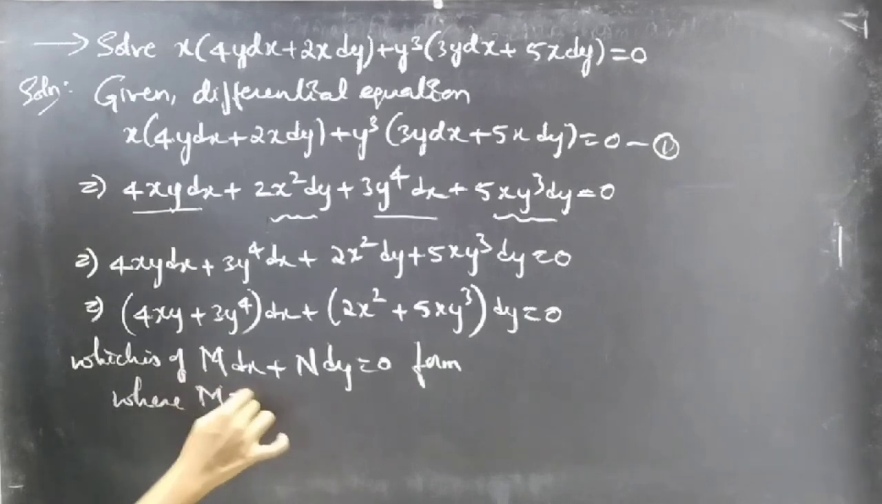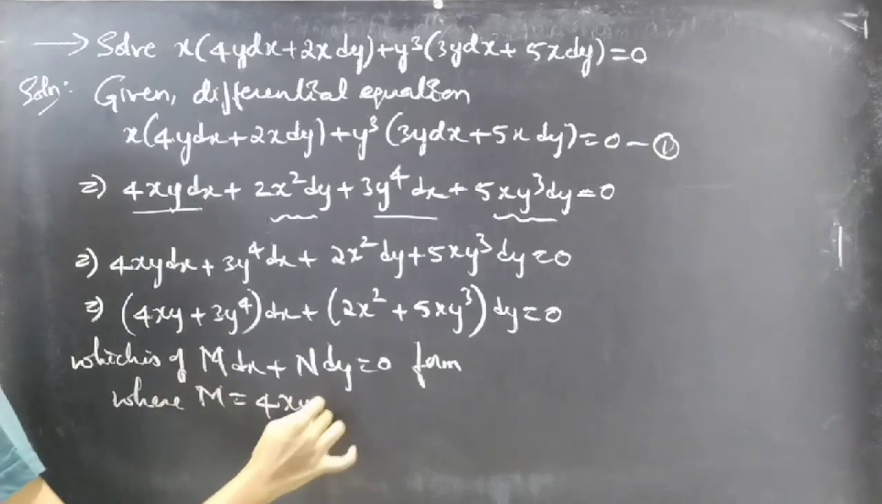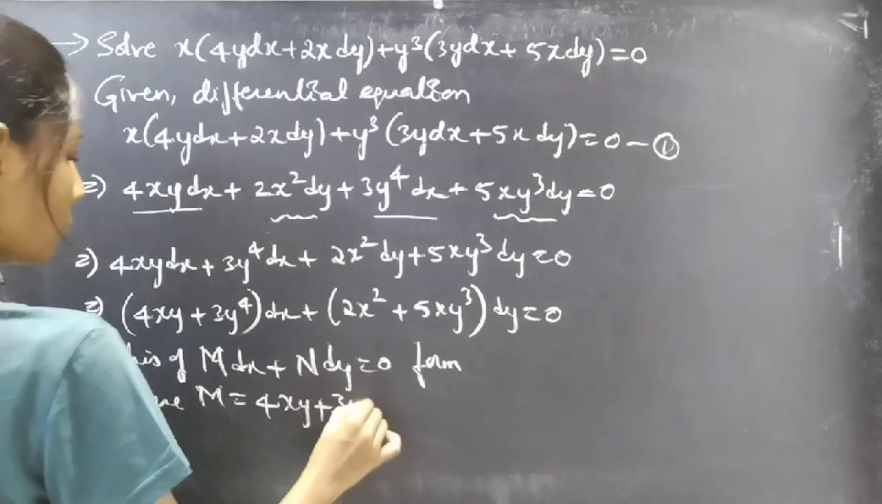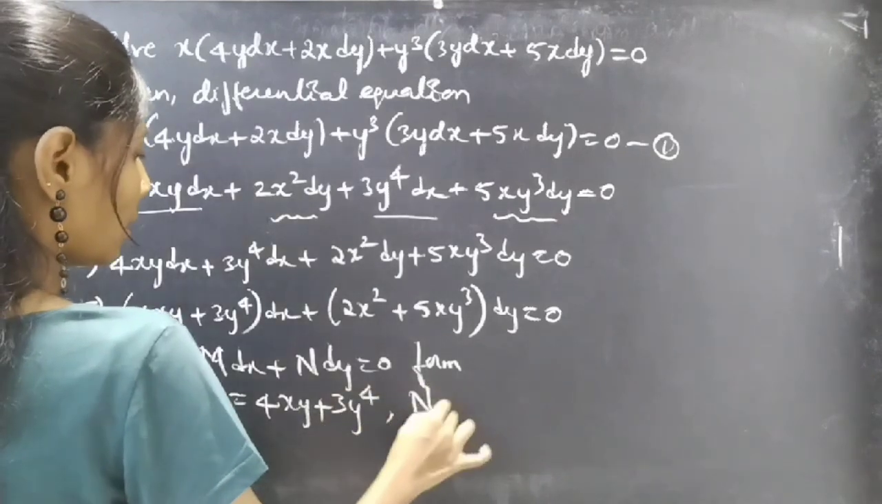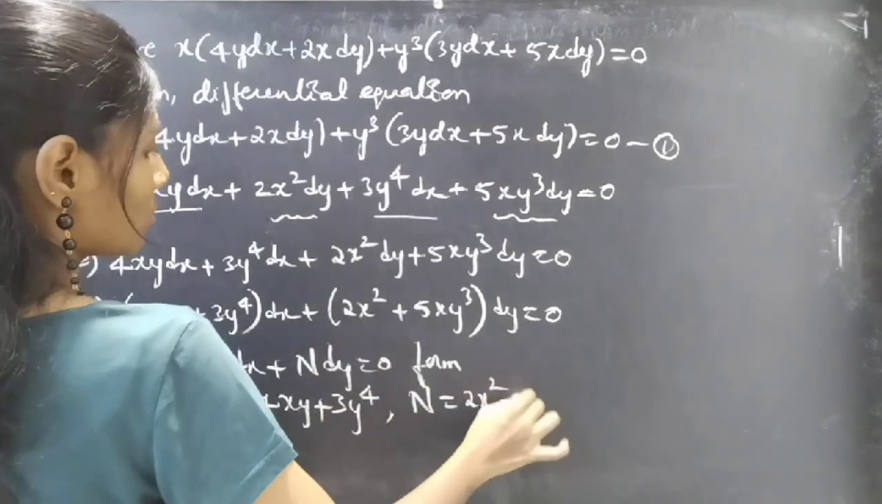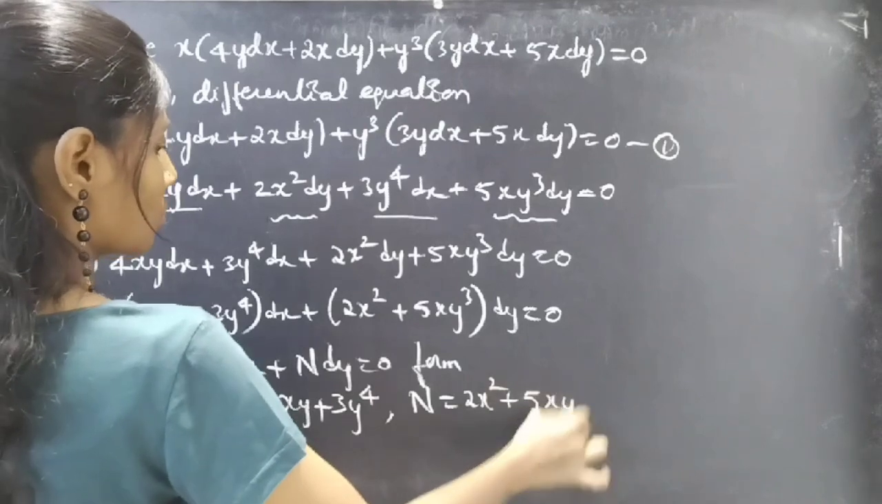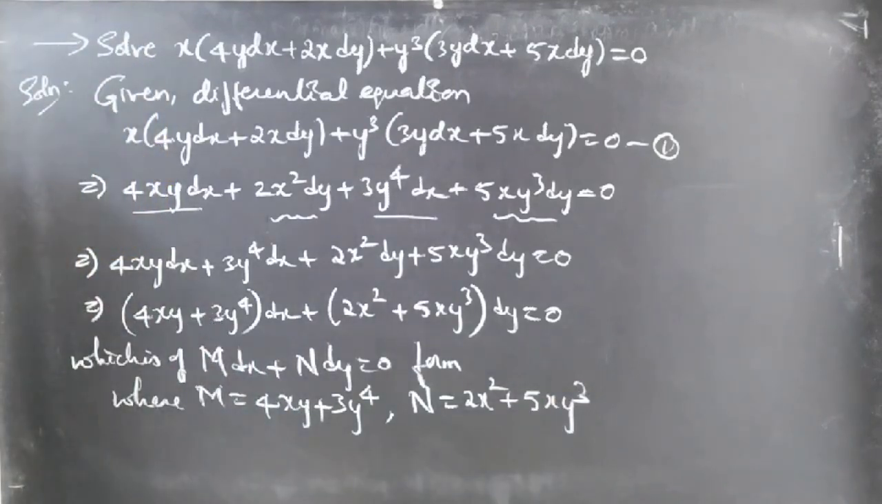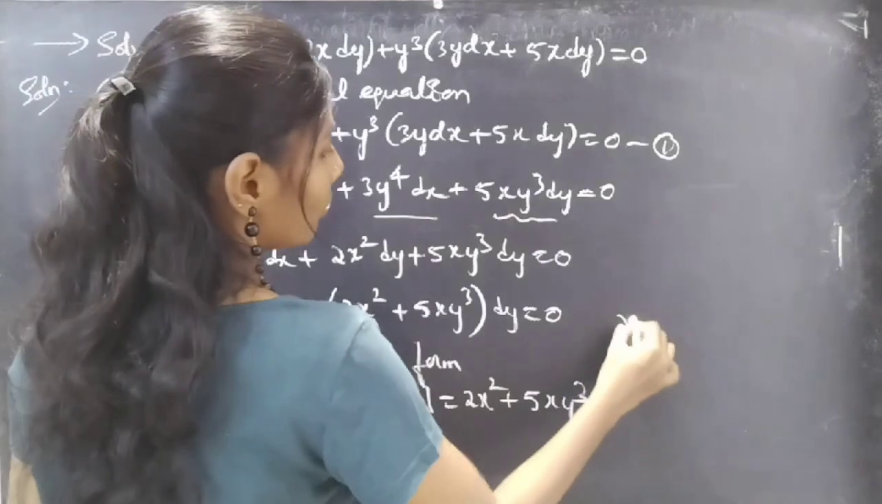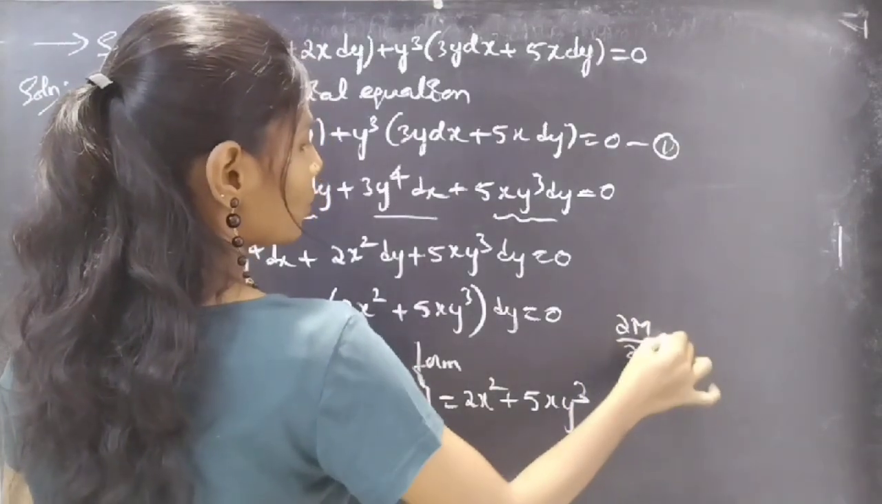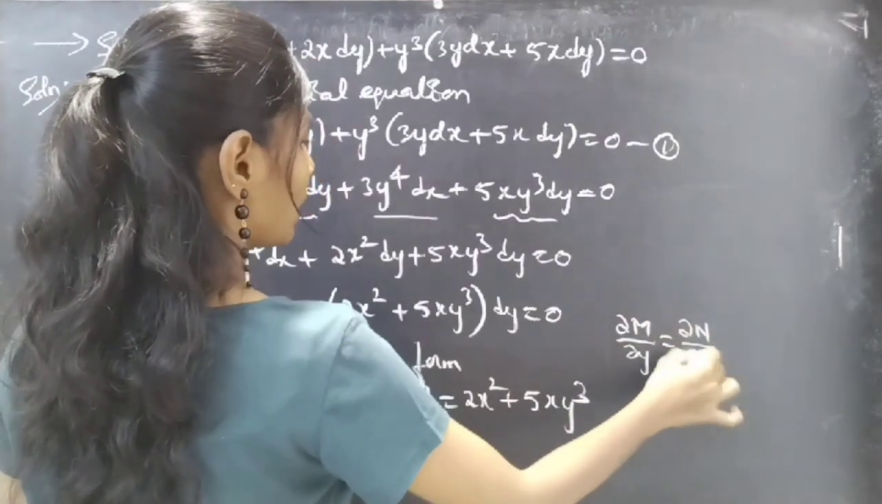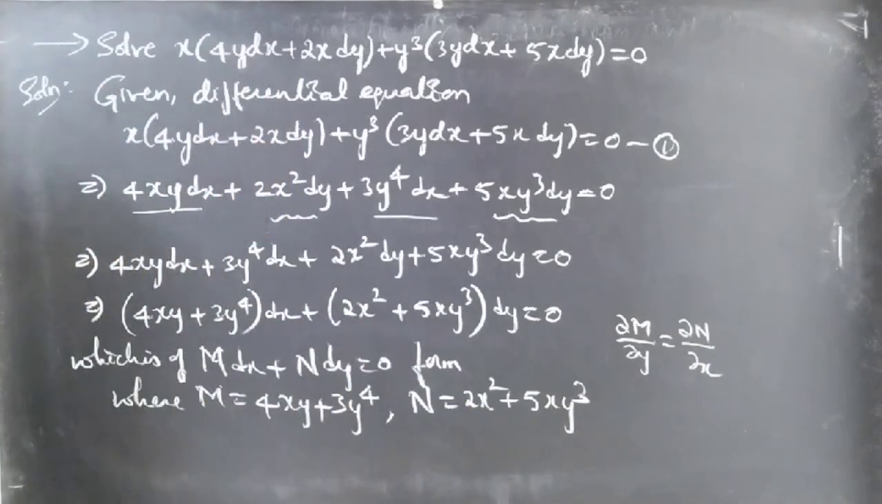Where m equal to 4xy plus 3y power 4 and n equal to 2x squared plus 5xy cube. If partial derivative of m with respect to y equal to partial derivative of n with respect to x, then we can say that the given differential equation is exact. So let's find the partial derivatives of m and n.